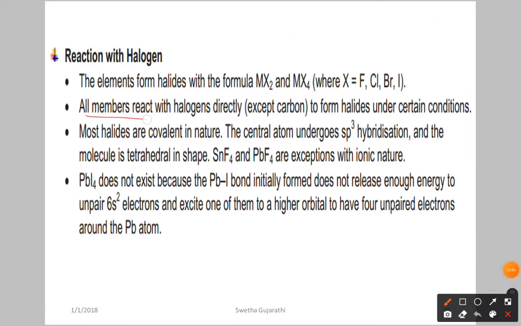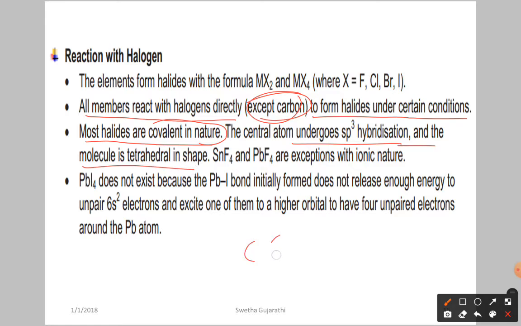All members react with halogens directly except carbon, to form the halides under certain conditions. So they react directly to form the halides, but the exception is carbon. Most halides are covalent in nature, and they undergo sp3 hybridization and the molecule is tetrahedral in shape, as you know very well.